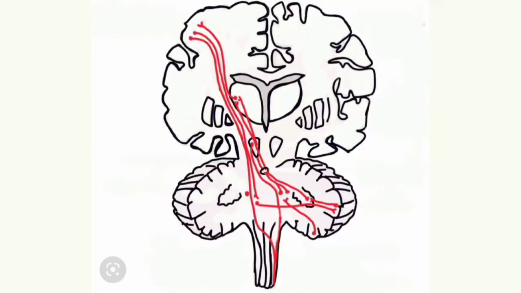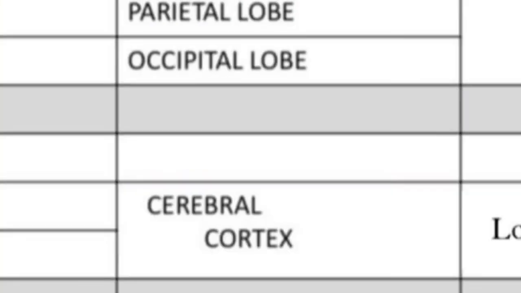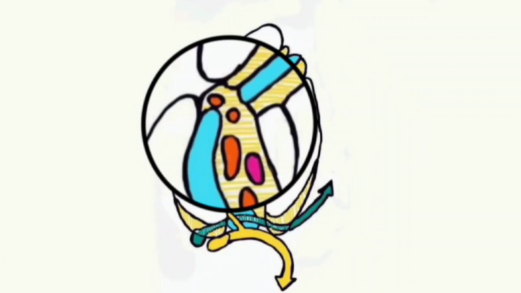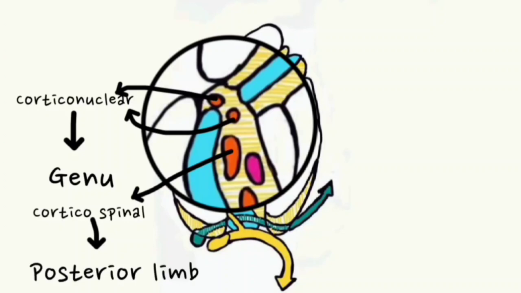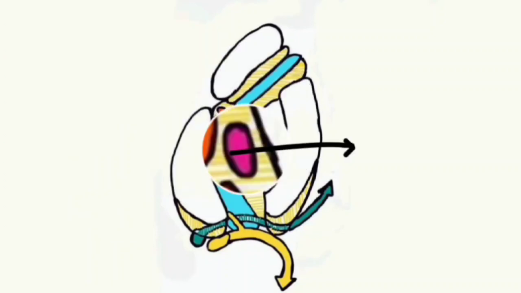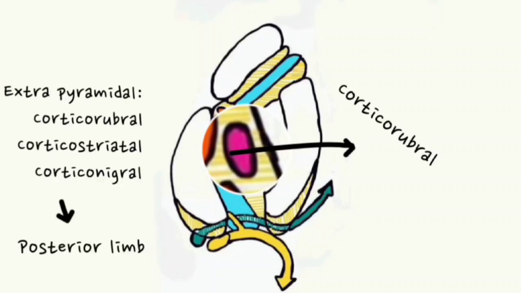Now the pyramidal fibers. The pyramidal fibers arise in the cerebral cortex and relay on the lower motor neurons within the brainstem and the spinal cord. These are divided into corticonuclear fibers and corticospinal fibers. The corticonuclear fibers occupy the genu of the internal capsule, whereas the corticospinal fibers occupy the posterior limb of the internal capsule. Extrapyramidal fibers occupy the posterior limb near the corticospinal fibers.